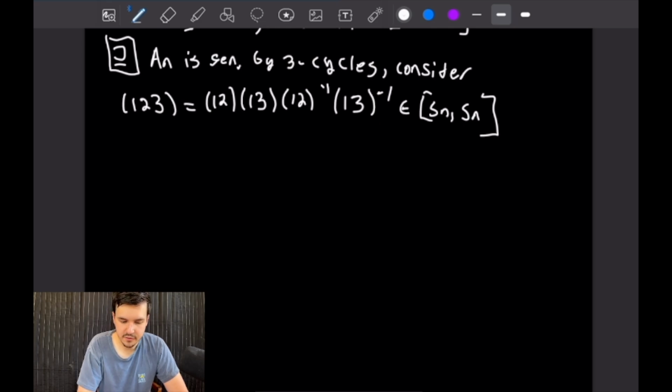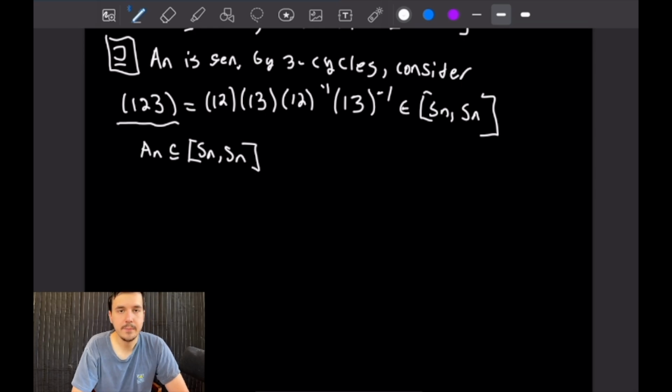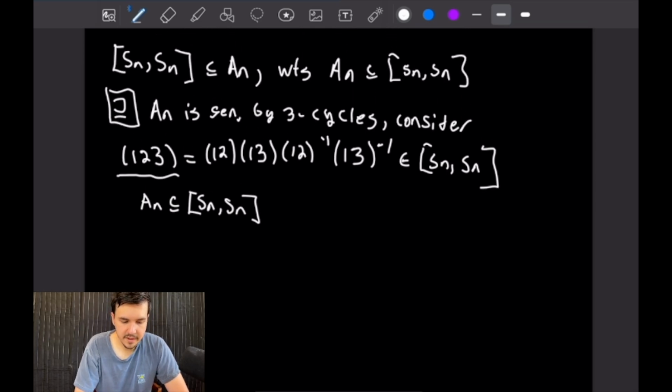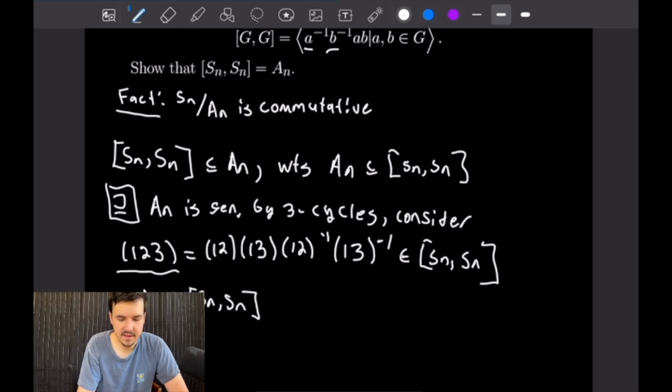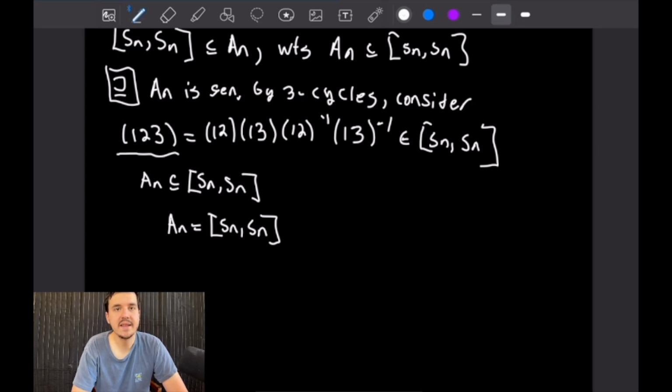Great. So because we've taken an arbitrary element from A sub n, which is a 3 cycle, or rather shown that we can write any arbitrary 3 cycle as a member of the commutator subgroup, we have shown that A sub n is a subset of the commutator subgroup [Sn, Sn]. Great. So because we have the forward direction given by the fact that the quotient group of Sn and An is commutative, we have then proven that A sub n is equal to the commutator subgroup of our symmetric group of size n. Great, so let's go ahead and get into our last example.